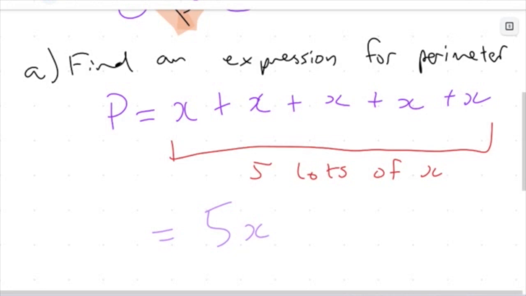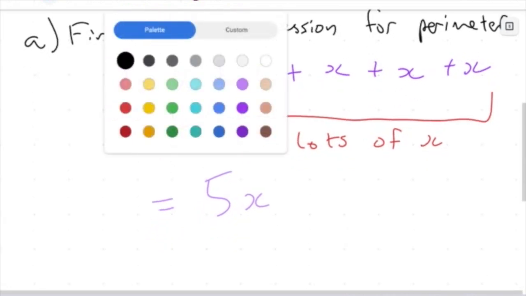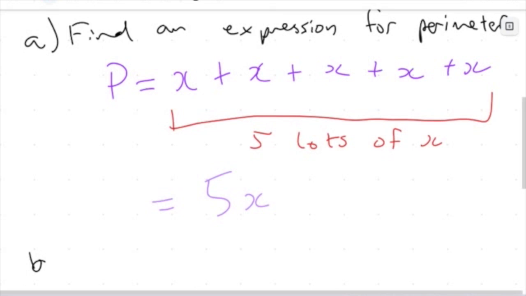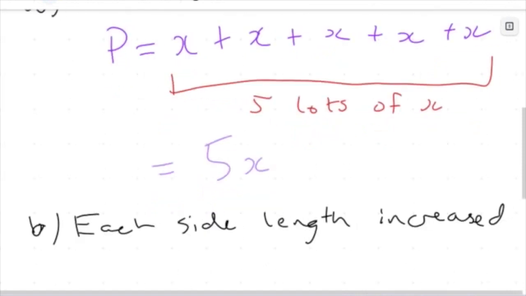And, okay, let's look at another part of this. Let's look at a question here, question B. So if each side length is increased by 3, write a new expression for the perimeter. So each side length increased by 3, we want to find the new perimeter P.